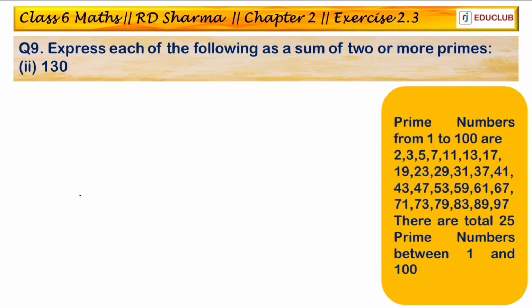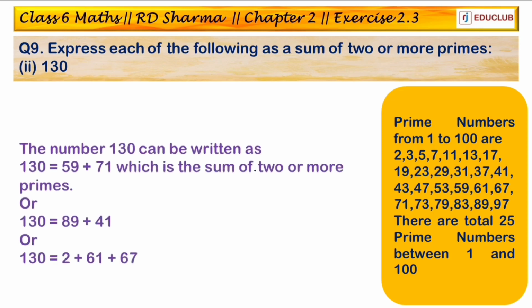Next 130. This is a big number. So to show you, I have taken all the prime numbers from 1 to 100. Let us see the numbers. 130 I can write as 59 plus 71. This is 130, sum of two primes. 130 we can write as 89 and 41 also. We can write 130 as 2 plus 61 plus 67 also. This is also 130. So 130 can be written like this.